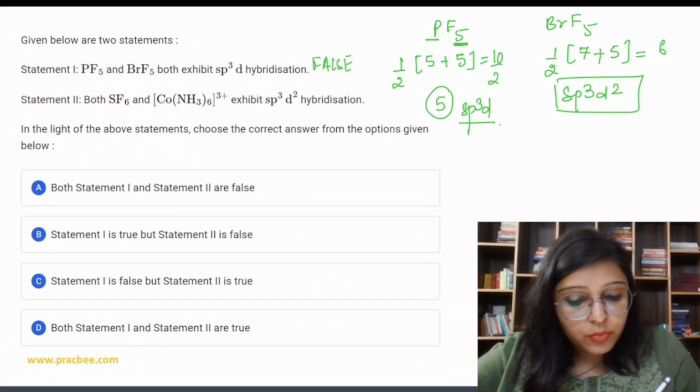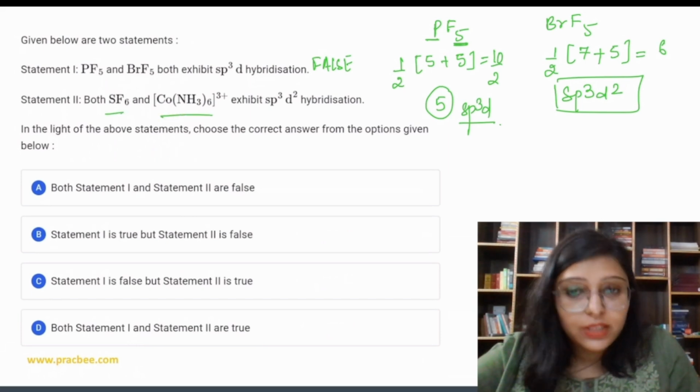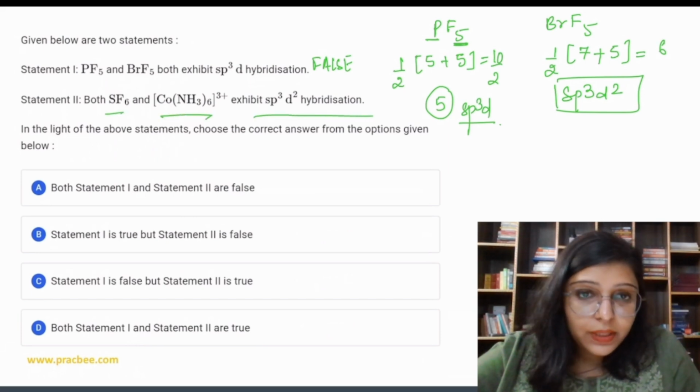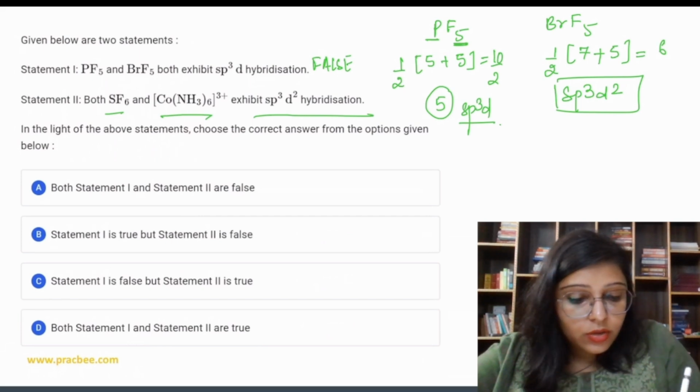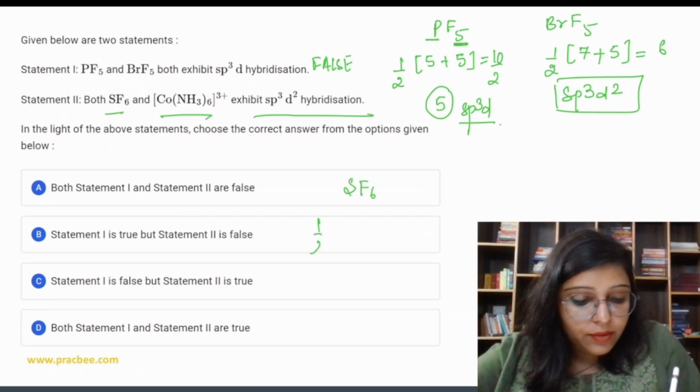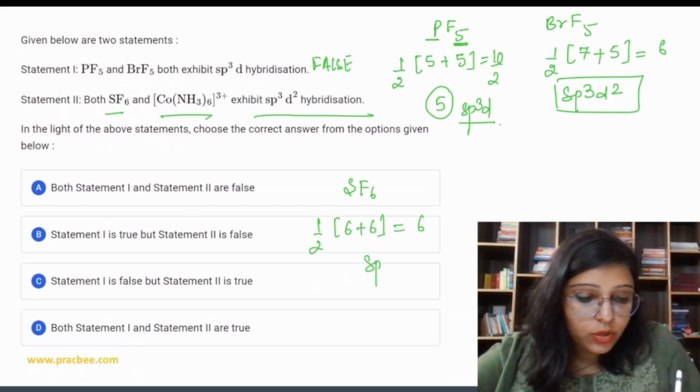Now let's check for option number 2. Both SF6 and [Co(NH3)6]3+ have sp3d2 hybridization. So let's check for SF6. Half of 6 plus 6 monovalent atoms, so again 6, so it is going to be sp3d2.